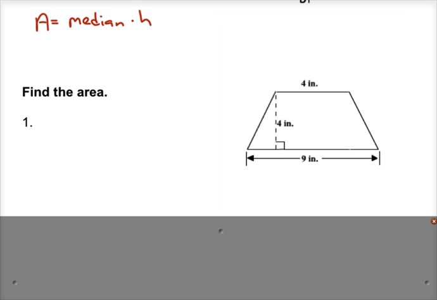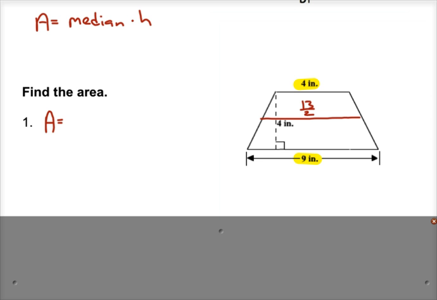So here's a sample problem that says find the area. I tend to go not to the formula, but if I look at the bases, one base is 9, the other base is 4. One's too big, one's too small. So what's the average of 9 and 4? So I'm thinking, what's my median? Well, if I add them up, I get 13. And if I take 13 and divide it by 2, I could just leave it as 13 halves, or I could go to a mixed number if I wanted to.